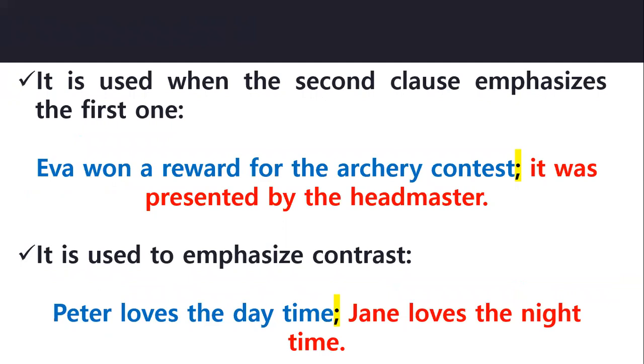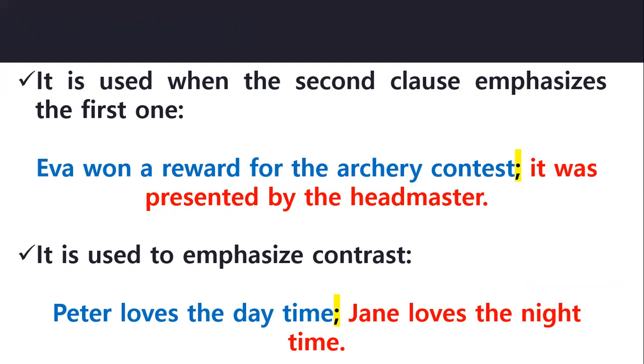A semicolon is used when the second clause emphasizes the first one. In the example, Eva won a reward for the archery contest; it was presented by the headmaster. So here, the second sentence, "it was presented by the headmaster," emphasizes the first one, a reward for the archery contest.